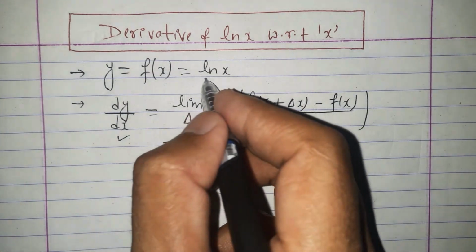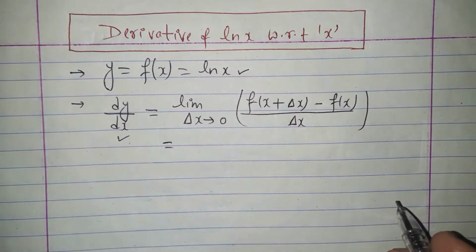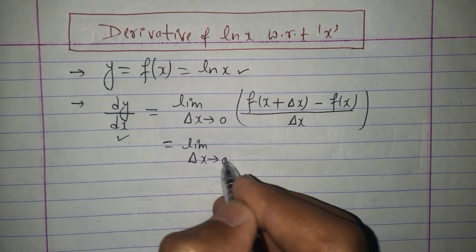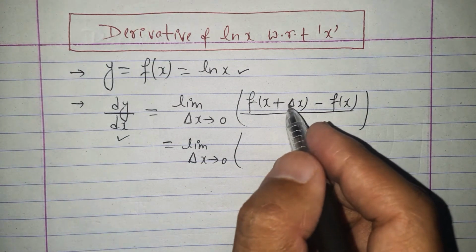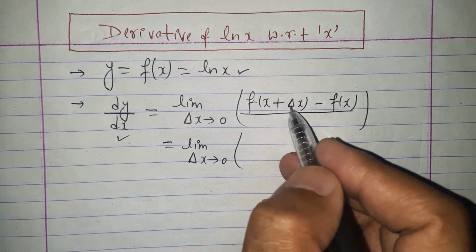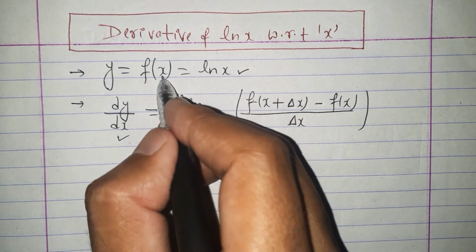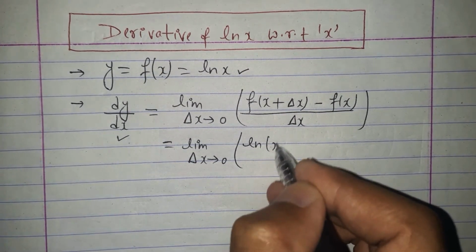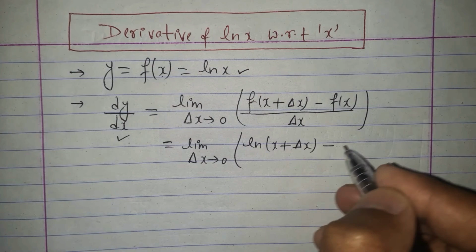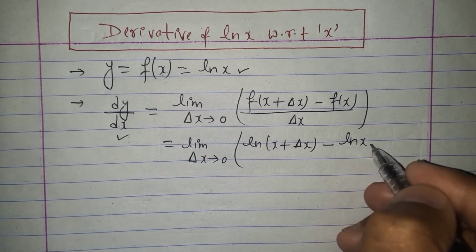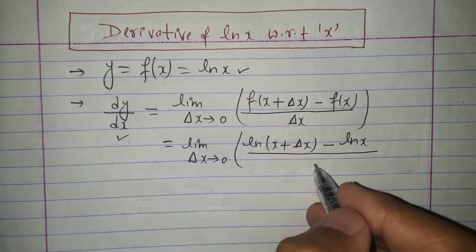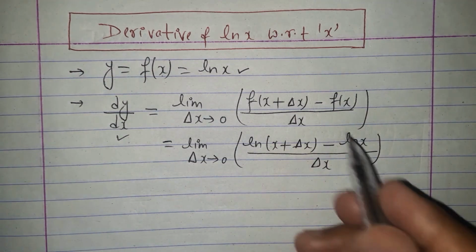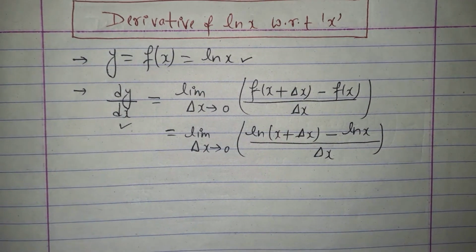And here in this question, our function is just ln of x. So let's calculate the limiting value when the delta x approaches to 0. Here f of x plus delta x is obtained just by replacing x by x plus delta x. So our function will be ln of x plus delta x minus f of x, which is here just ln of x, divided by delta x. Here we just substitute the value of f of x and f of x plus delta x, and let's simplify this.